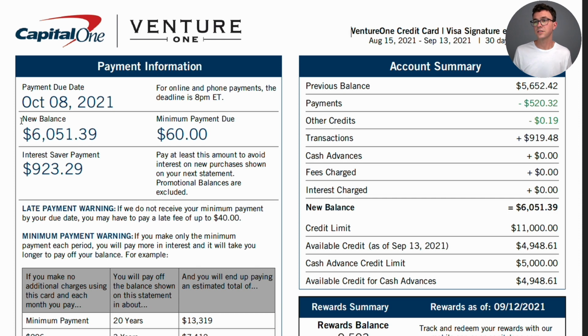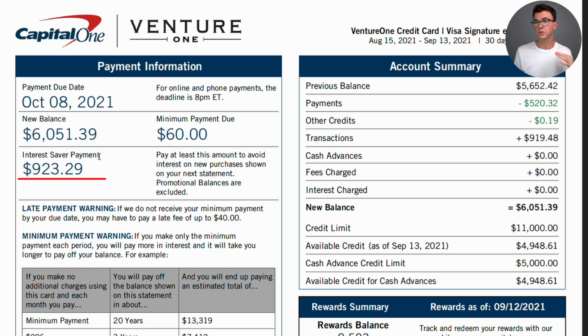The next thing is the new balance. This is the total balance at the end of the day on September 13th. Generally for credit cards, you would need to pay this entire balance off in full to not be charged any interest. This card is a little bit different because I did a balance transfer at 0% for 12 months, and so I don't have to pay all of this to not be charged interest. So here's the minimum payment of $60.